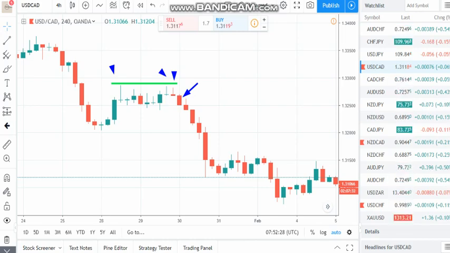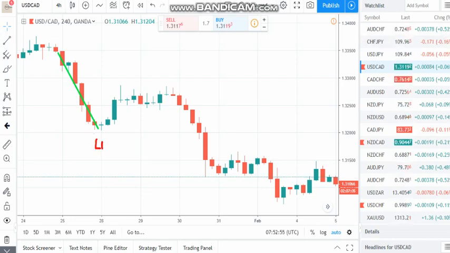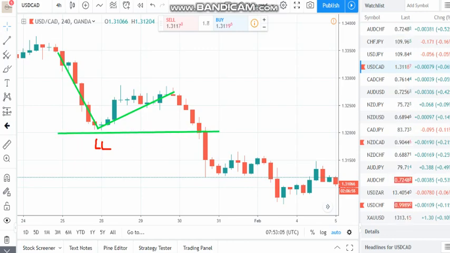Okay, looking at the second entry. On the second entry, we mark that new lower low. Once you identify the lower low formation, as price goes back up, you set your entry order there at the break of that low.